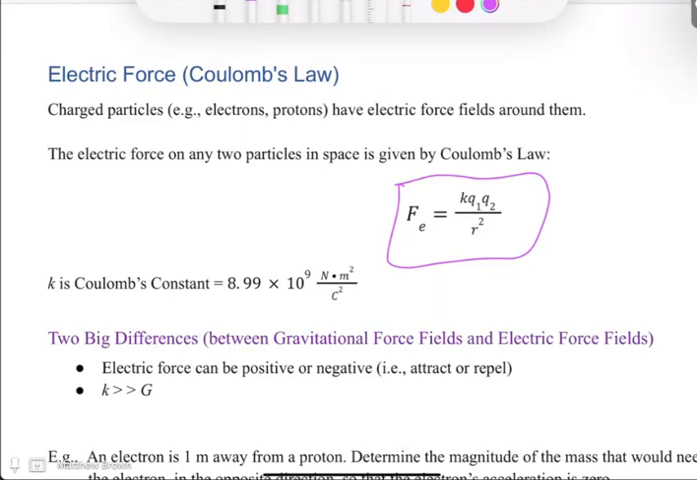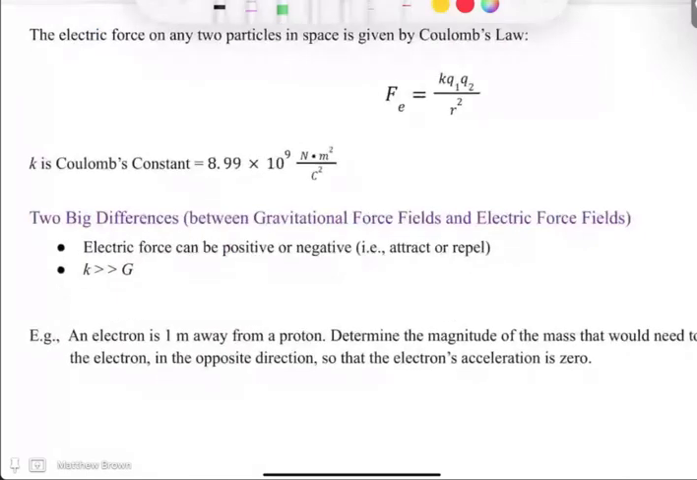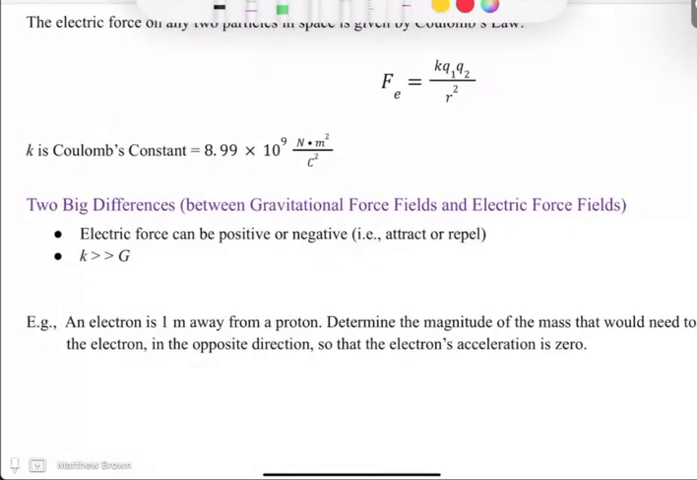So very, very similar. But there are two big differences to be aware of here. The first is that electric force can be positive or negative. So that is definitely different than what we dealt with gravity. The other thing to be aware of, which is more conceptual, is that K is much, much bigger than G. Right? So if you remember when we looked at G, it was, well, the 6, right?